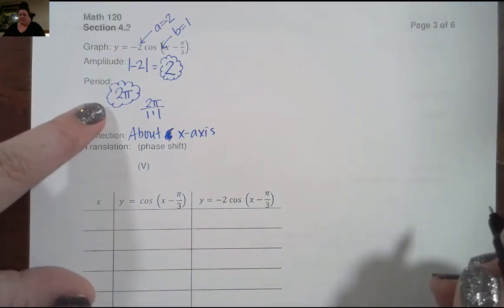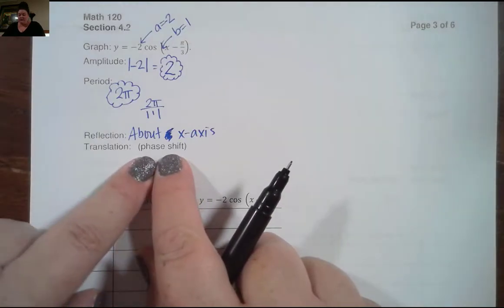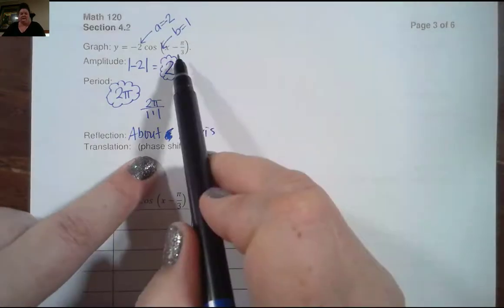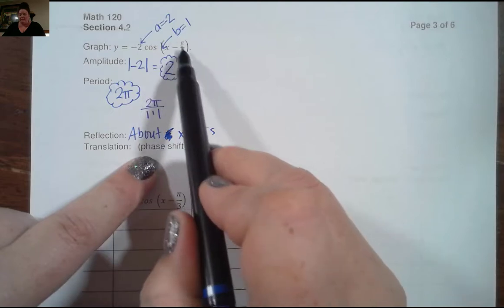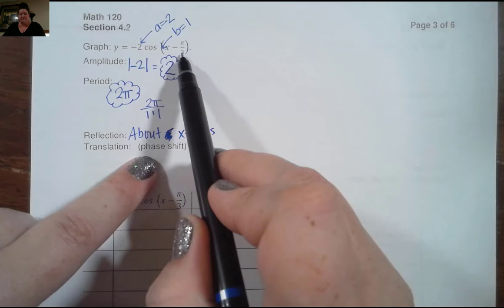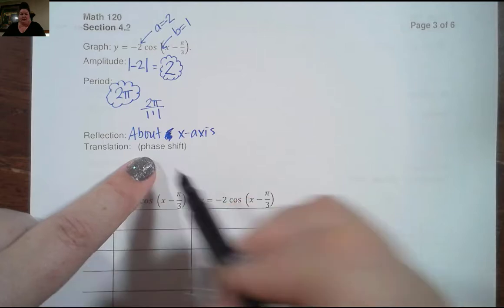Right? All right, we are going to end up with a phase shift. Now, some of you may be able to look at this and see where our phase shift is going to be. X's are backwards, so if we're subtracting pi over 3, that should move us to the right pi over 3. But I'm going to wait to write it because I want to make sure that our graph reflects that.